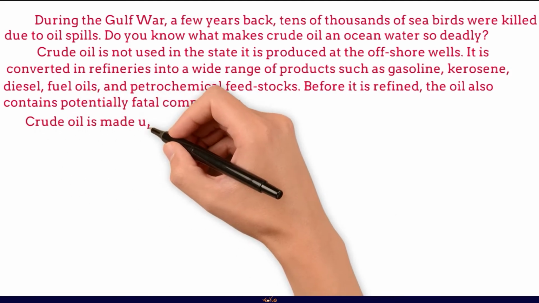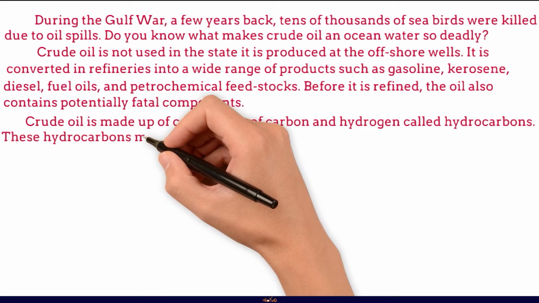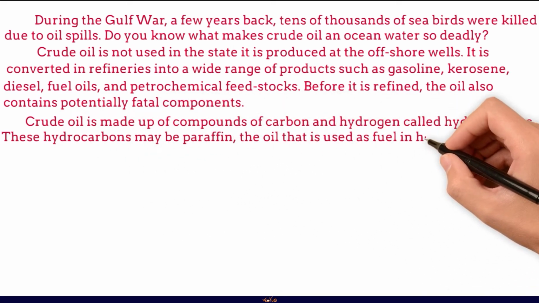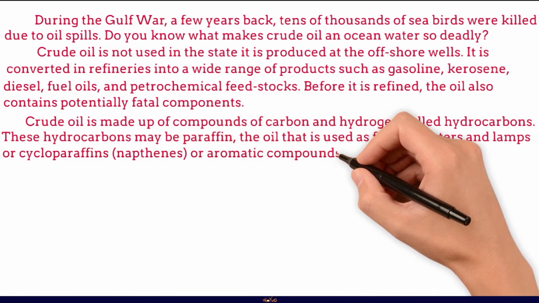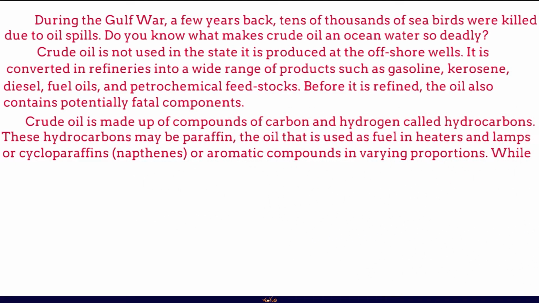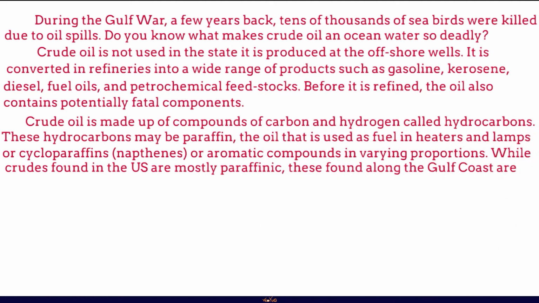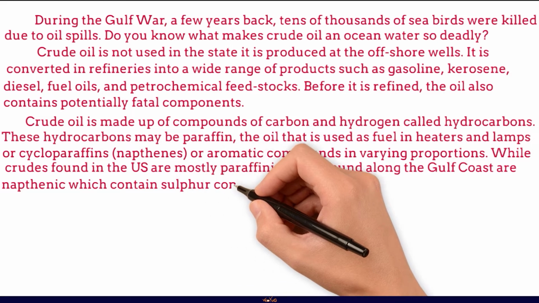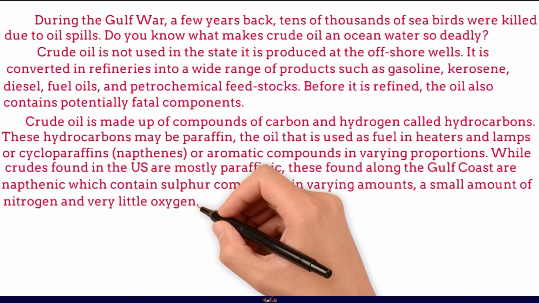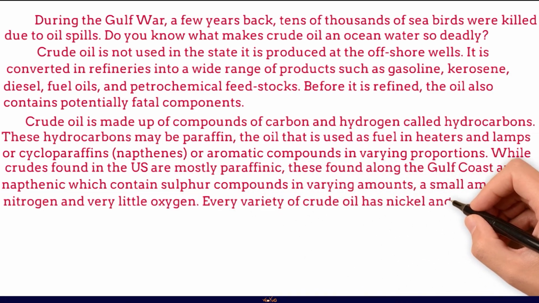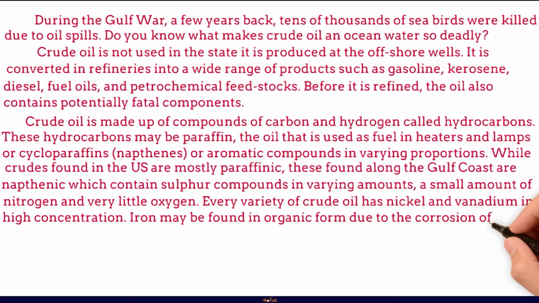Crude oil is made up of compounds of carbon and hydrogen called hydrocarbons. These hydrocarbons may be paraffin, the oil that is used as fuel in heaters and lamps, or cycloparaffins, naphthenes, or aromatic compounds in varying proportion. While crude found in the USA is mostly paraffinic, those found along the Gulf Coast are naphthenic, which contain sulfur compounds in varying amounts, a small amount of nitrogen and very little oxygen. Every variety of crude oil has nickel and vanadium in high concentration. Iron may be found in organic form due to the corrosion of pipes.